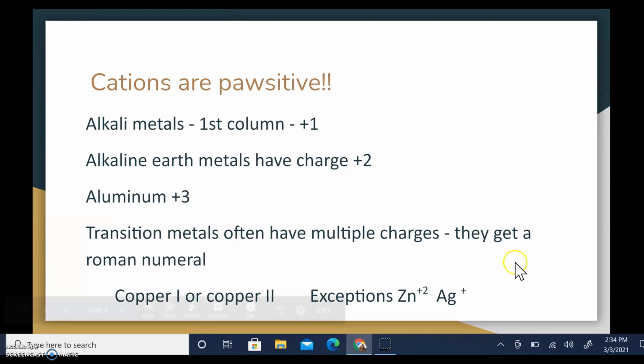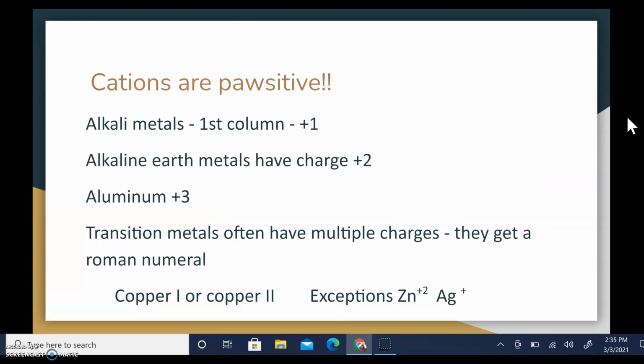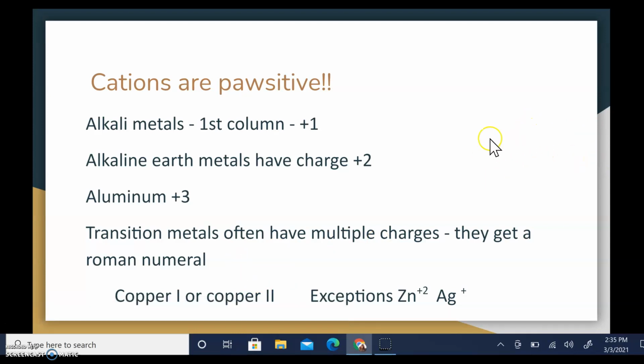Those are the transition metals. Transition metals can have more than one charge. And to distinguish between them, we give them a Roman numeral. So copper can become copper-1 or copper-2, like it says there, but if I get too close, it blocks it off. So copper can become copper-1 or copper-2.